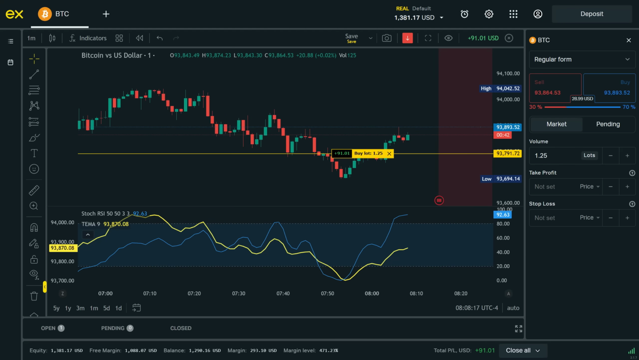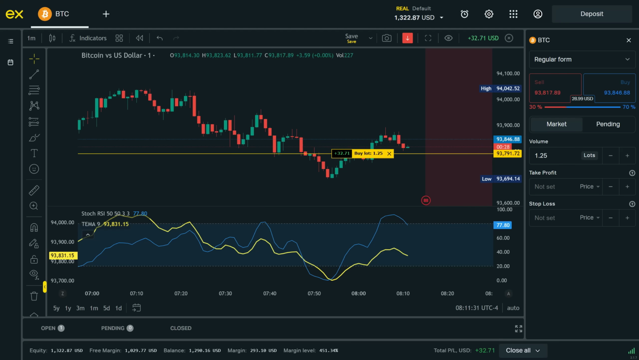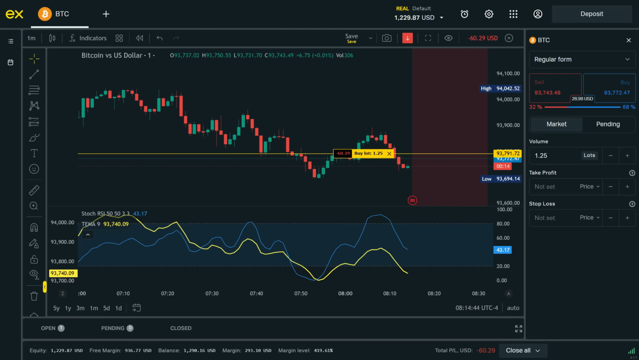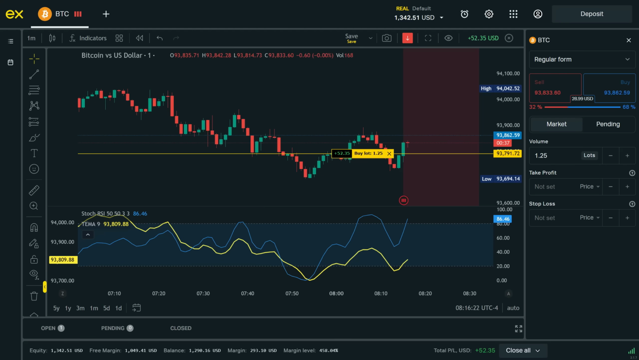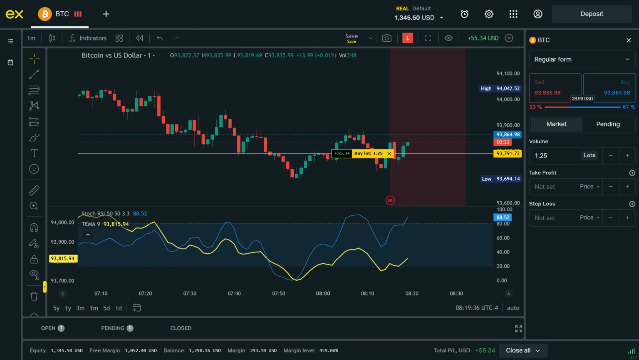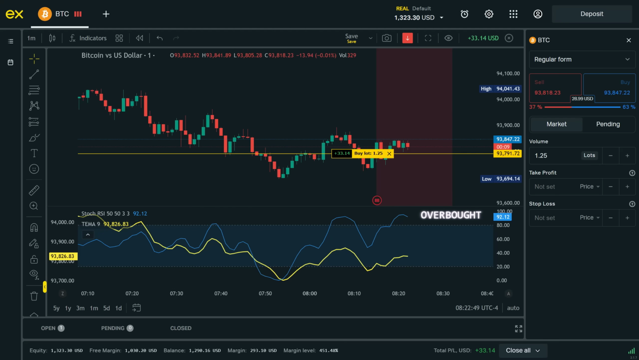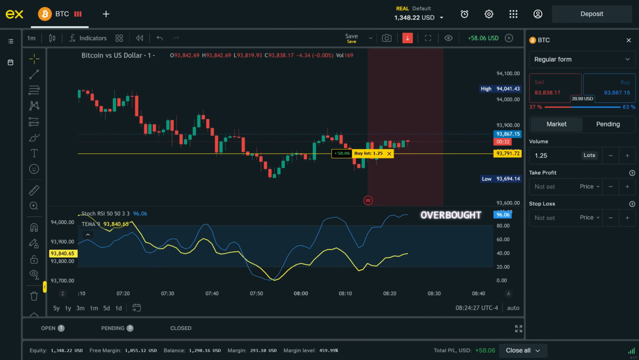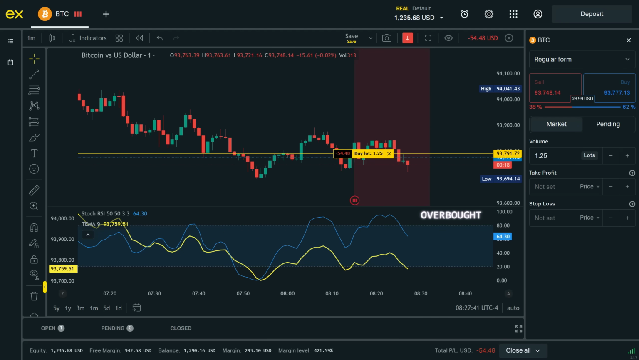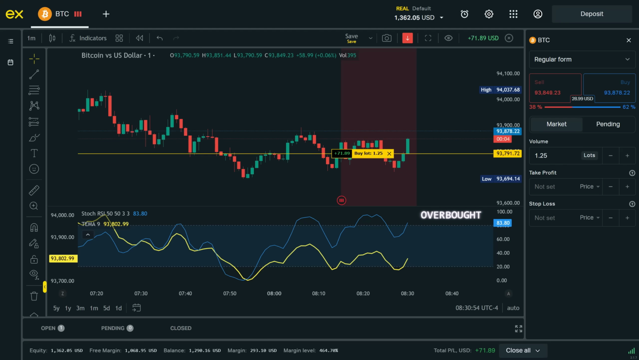According to this strategy, I like to stay in the trade as long as the blue line stays above the yellow line. That tells me the bullish momentum is still intact. And I also keep an eye on the stochastic RSI level to see where the market is in terms of buying pressure. So here's the rule I follow. I stay in the trade until the market reaches the overbought zone. That's usually around the 80 level on the stochastic RSI, and the blue line crosses below the yellow line.